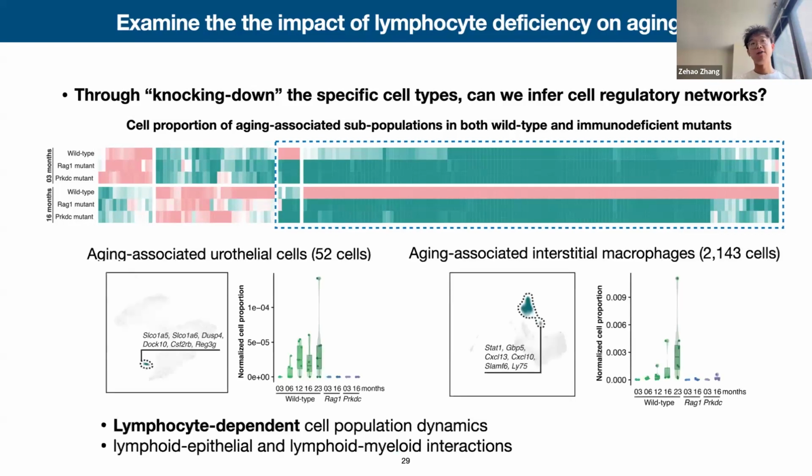And here I'm giving you 2 examples. One is the aging-associated urothelial cell in the kidney, and another is the aging-associated interstitial macrophage in the lung. We can see that in the wild-type animal, it undergoes a dramatic expansion in the aging, but this expansion is completely shut down in the immunodeficiency mice. And this suggests potential lymphocyte-epithelial and lymphocyte-myeloid interactions.